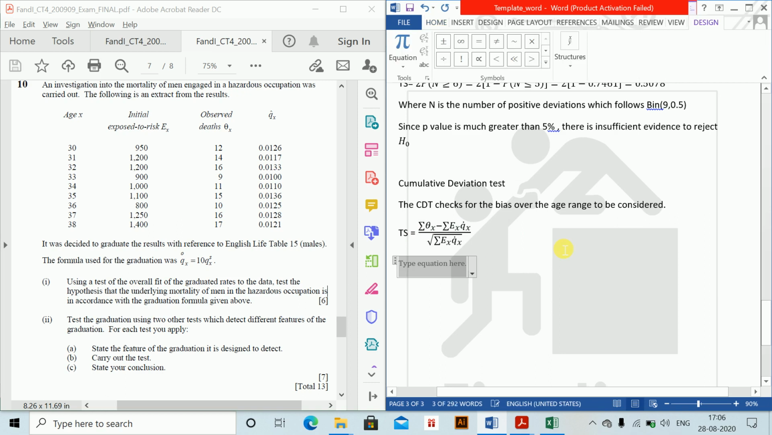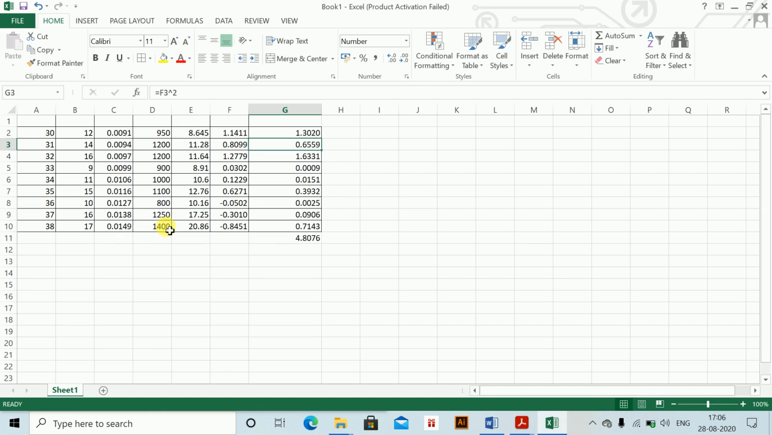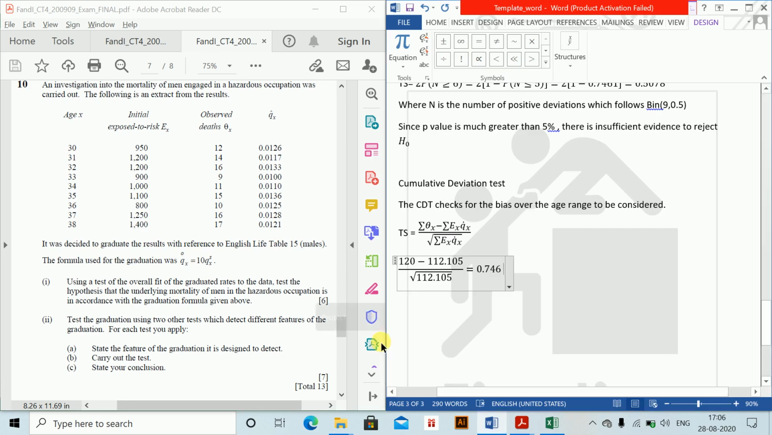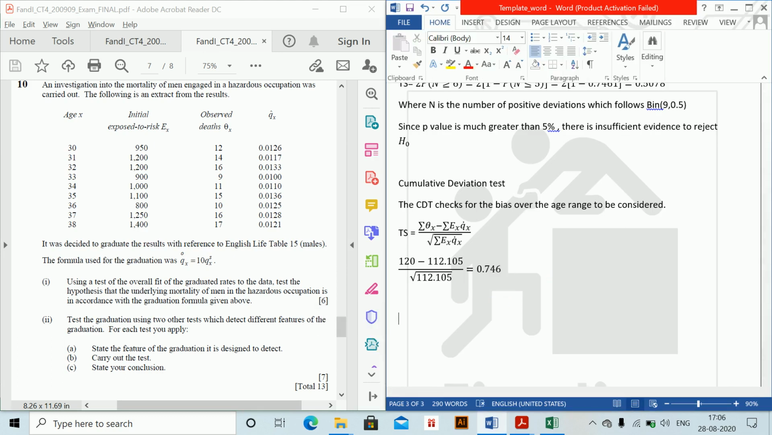So the value is equal to 120 minus 112.105 divided by the square root of 112.105. Now again, do not apply these on calculators. Save your time. You already have an Excel which we haven't closed, and we have the values for E_x into q_x. You can just sum it up. This is 112.05, and you have the values for theta_x also, which you can sum up, which is 120. Then put it directly here. So do not need to calculate and so on. You can get your values directly from the Excel sheet and put it here.